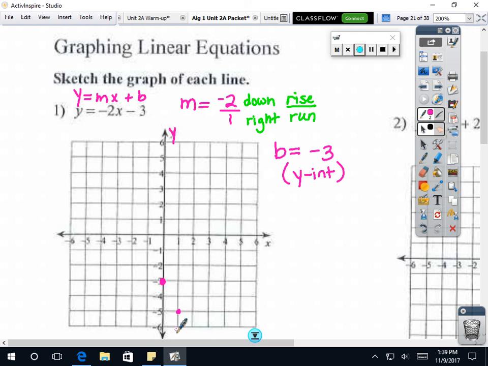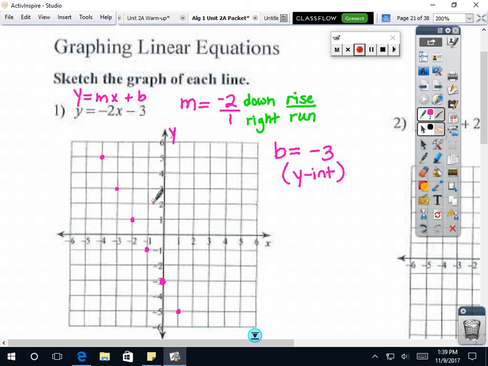Now, could I go down 2, right 1 again? No, because I've run out of graph. So how can I get a third point on there? The exact opposite. Up 2, left 1. And see how that point still stays in line with the other two? And you can do that as long as you have graph available. Up 2, left 1, up 2, left 1, up 2, left 1.